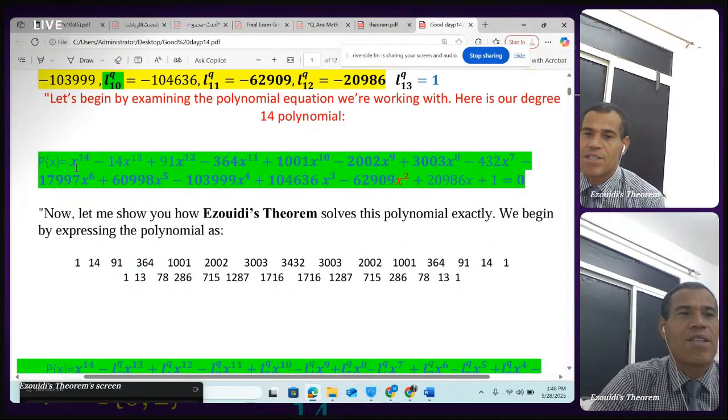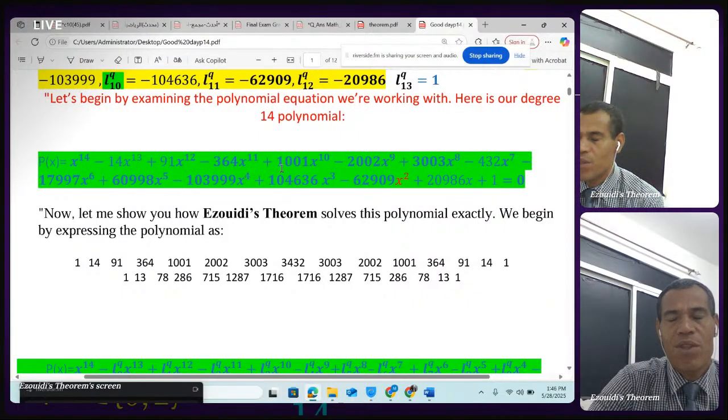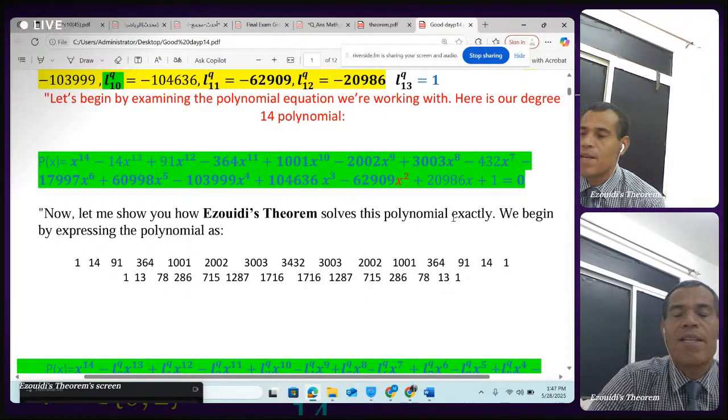x to the power 14 minus 14 x to the power 13 plus 91 x to the power 12 minus 364 x to the power 11 plus 1001 x to the power 10 minus 2002 x to the power 9 plus 3003 x to the power 8 minus 3432 x to the power 7 minus 17,997 x to the power 6, and so on, down to 1. Okay, the last term is 1.